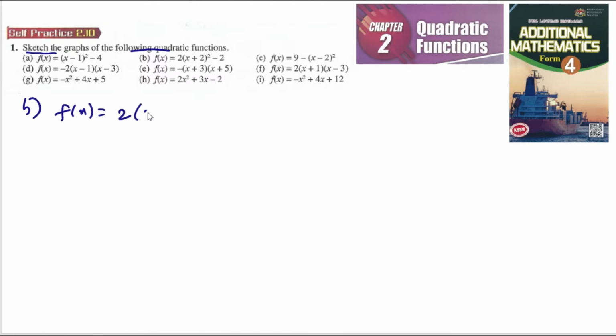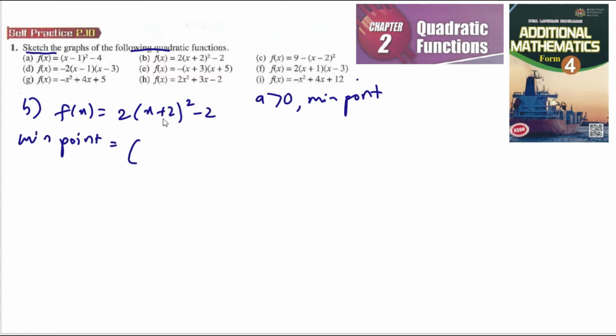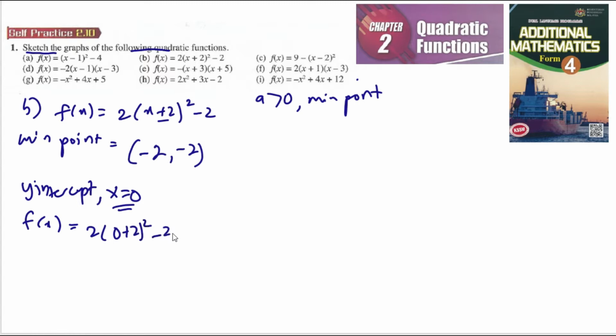f(x) is equal to 2(x plus 2) squared minus 2. So we can see a is larger than 0, so it has a minimum point. So the minimum point is equal to negative 2, negative 2. For the y-intercept, x is equal to 0. So when x is equal to 0, f(x) is equal to 2(0 plus 2) squared minus 2, 2 times 4 minus 2, which is equal to 8 minus 2, which is equal to 6.